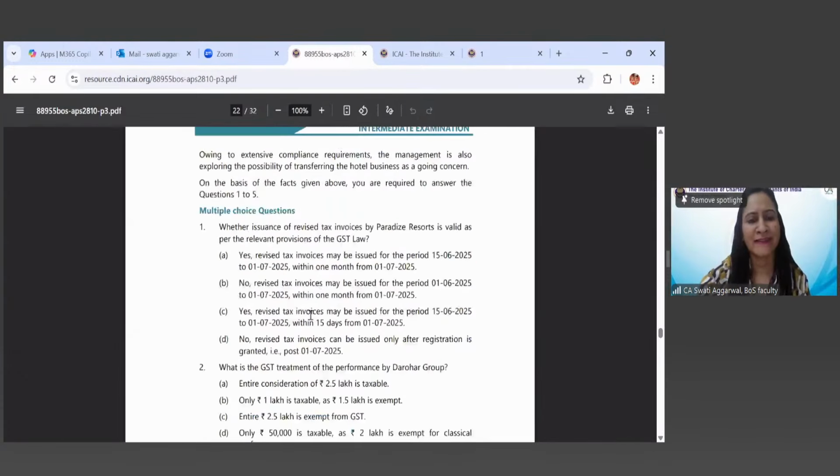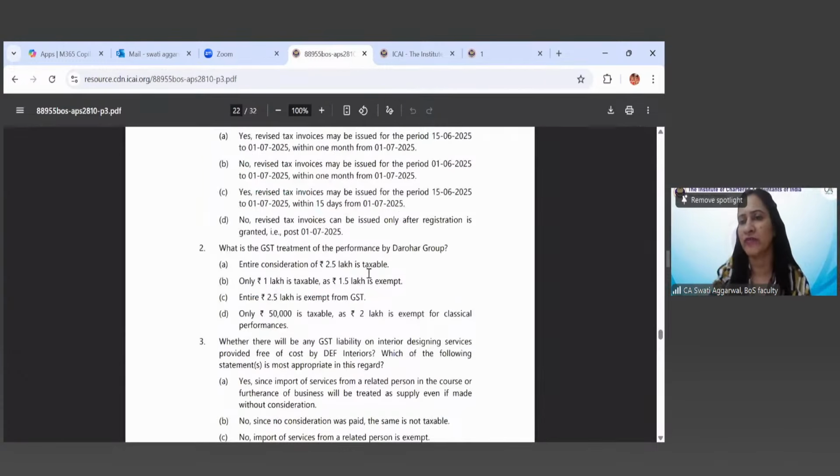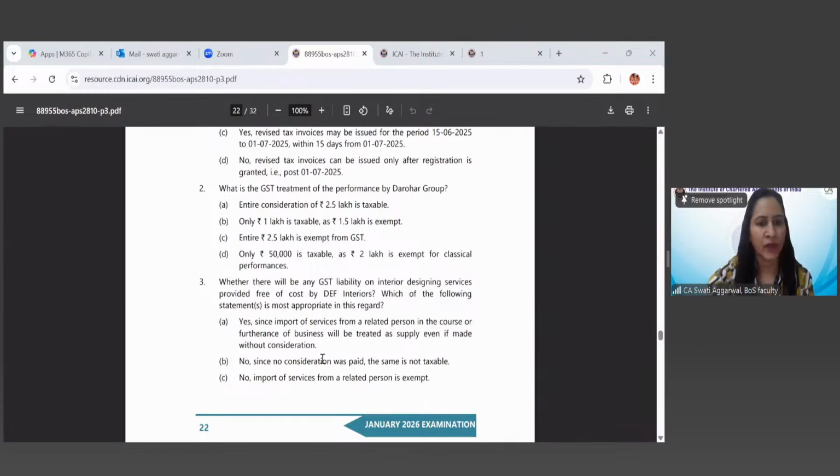So in this case, the entire consideration of rupees 2.5 lakh is taxable because it exceeds the threshold limit. Okay, Ashlesha, Adil Khan, I hope that was very good. Okay, so let us move to the next question.